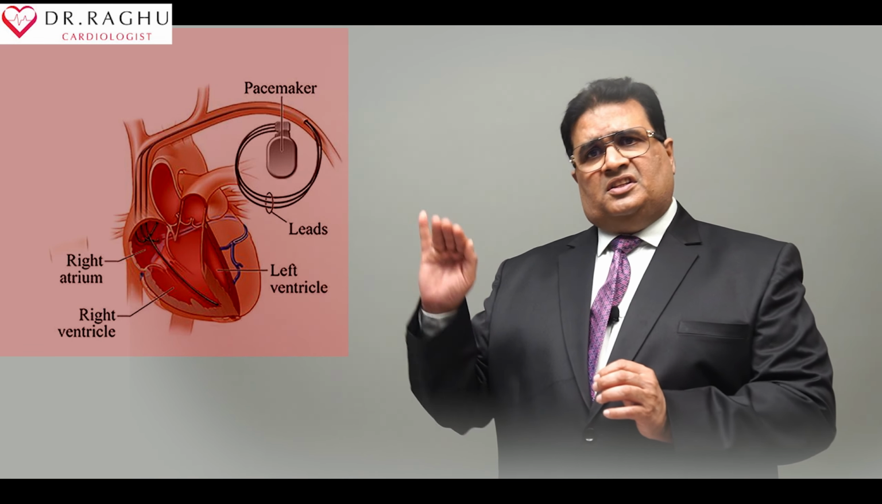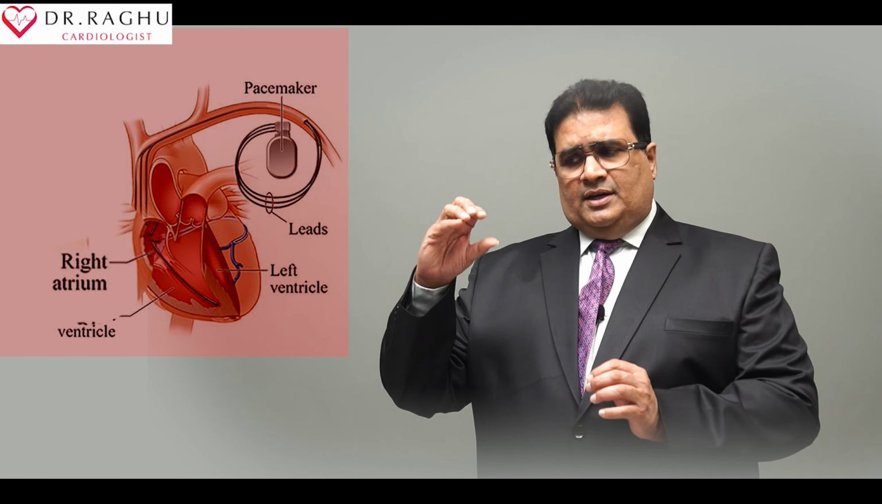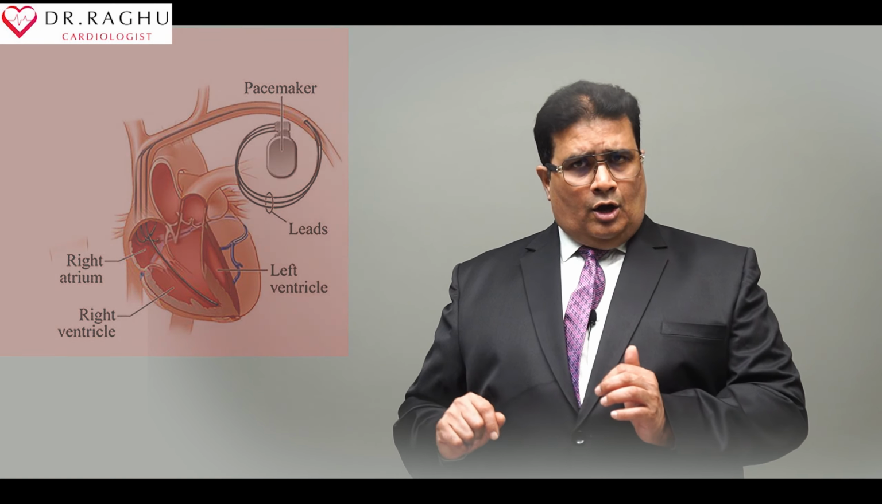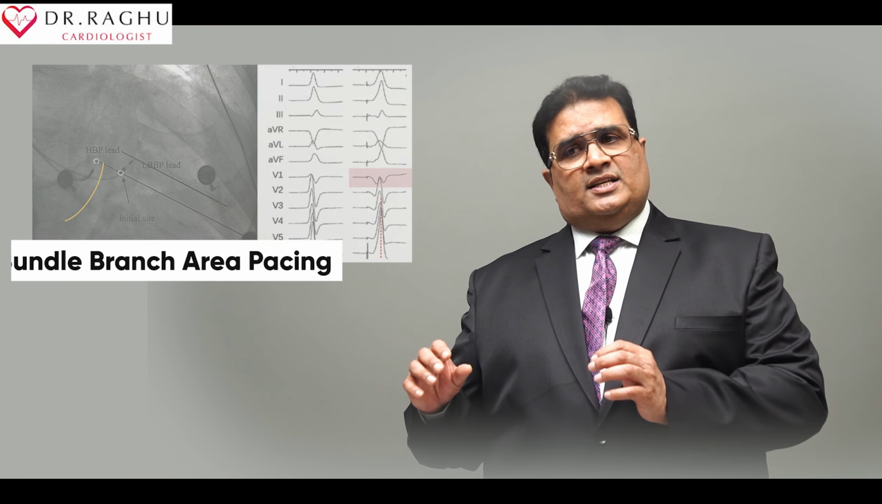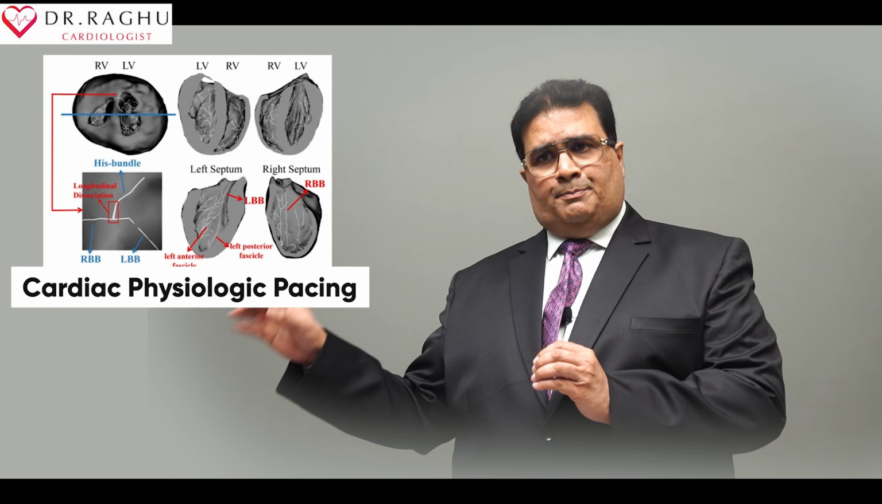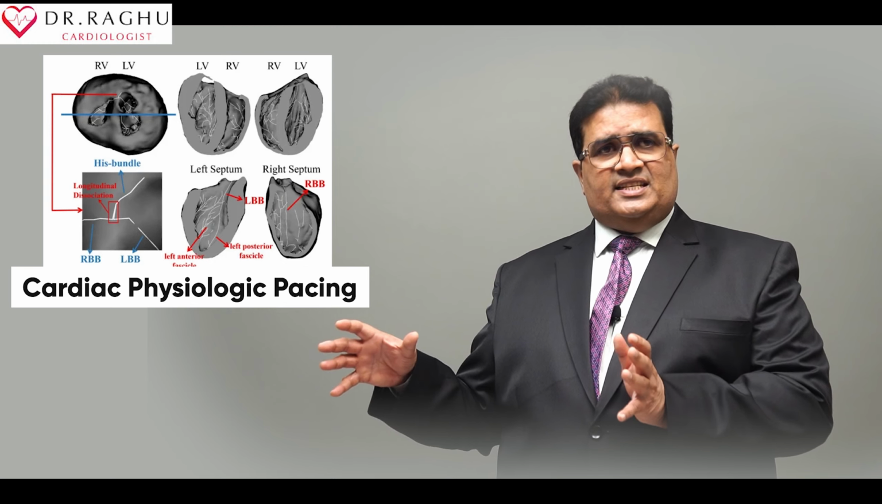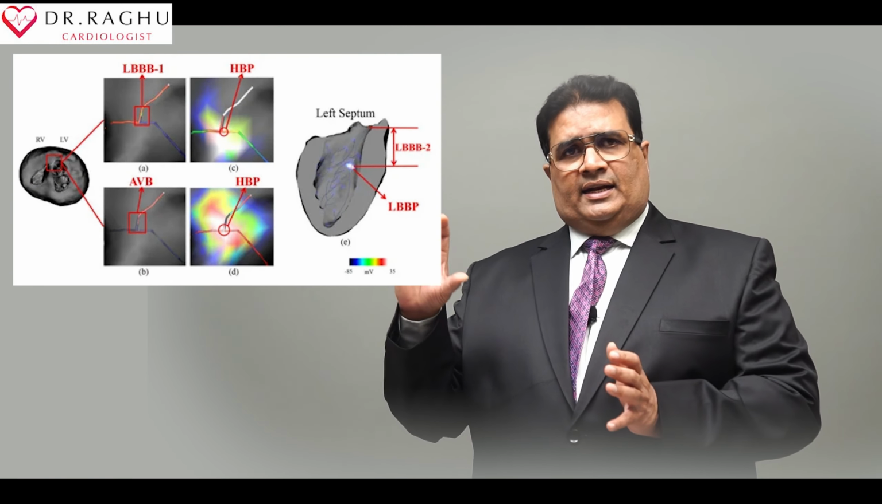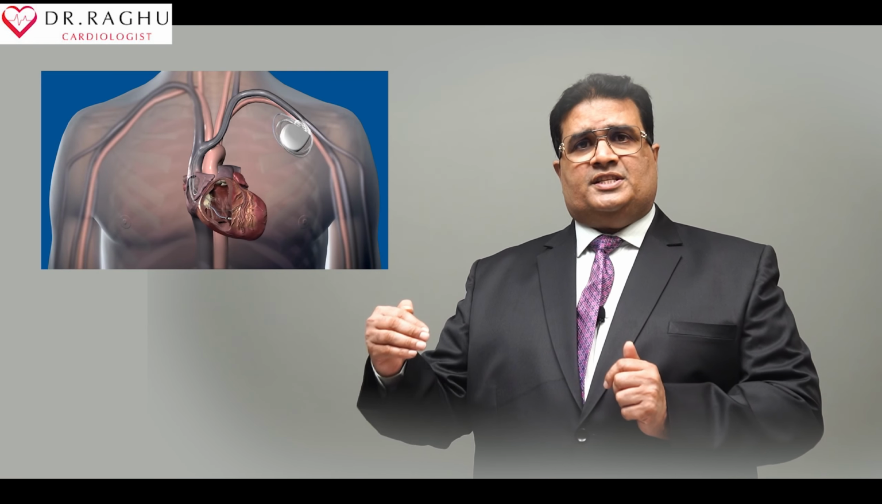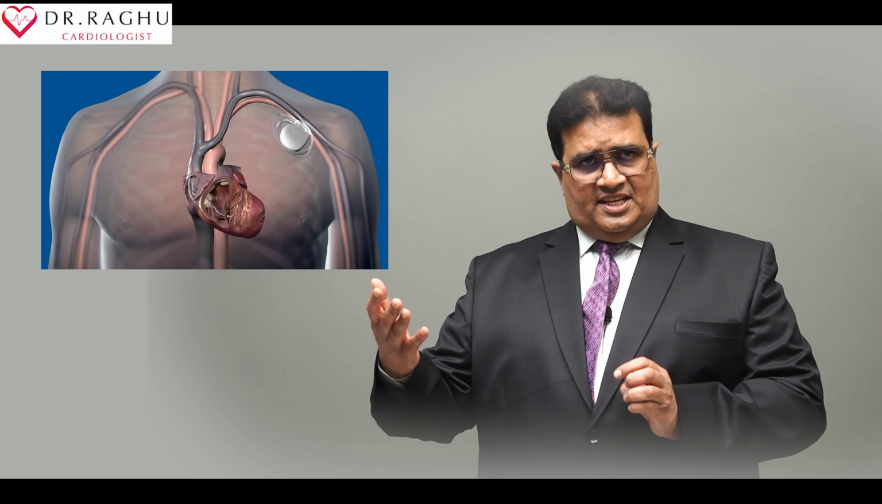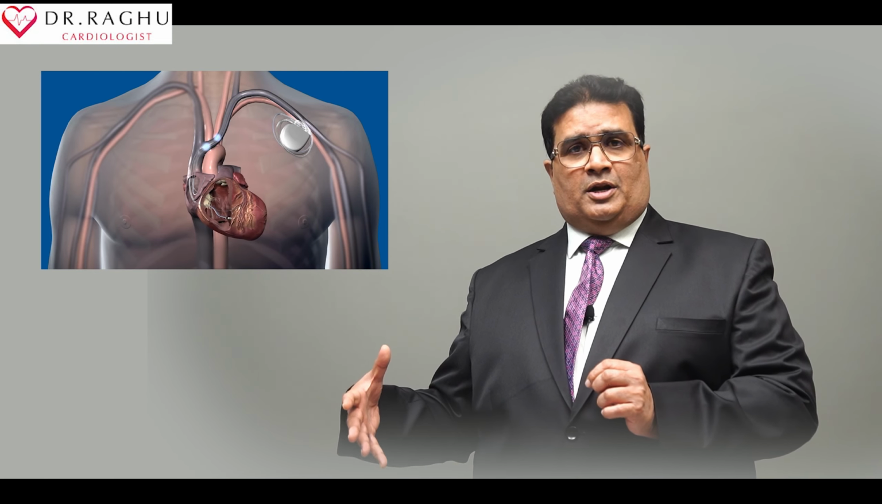Previously, we used to put 3 pacemaker leads: right atrium, right ventricle, and left ventricle. But over the last couple of years, we have a new modality of pacing called left bundle branch area pacing, or what we call cardiac physiological pacing. In this, instead of putting 3 leads, we put 2 leads, one in the right atrium and another in the left bundle branch area, so that we can get a normal physiological contraction of the heart, as you can see in the picture. That gives the best possible contraction.